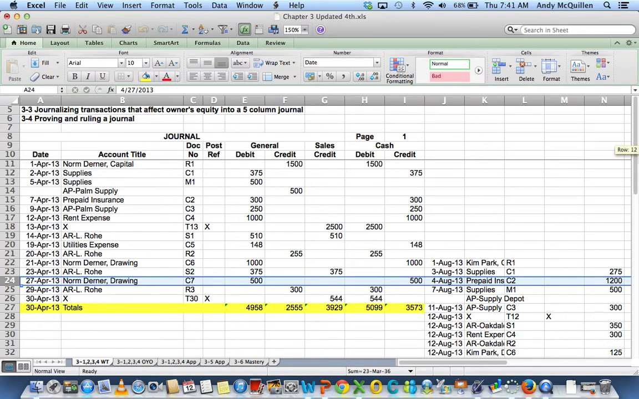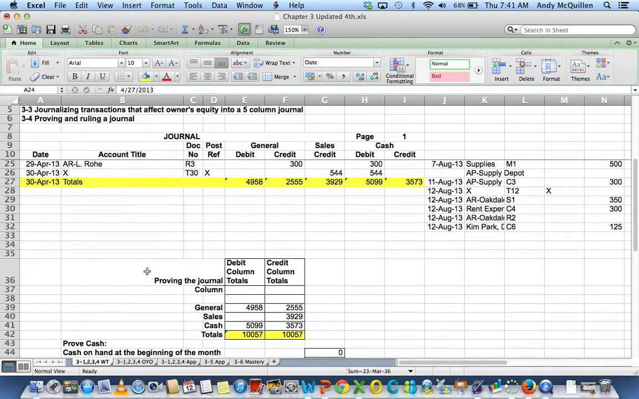Then we go down below here in proving the journal, and we just take the totals from up above from each of those. Sales credit goes in the credit. There's nothing in the sales debit. Cash debit, cash credit. We total those up, and they balance. The reason I have highlighted them is that you have to highlight them to show that our debits and credits equal.